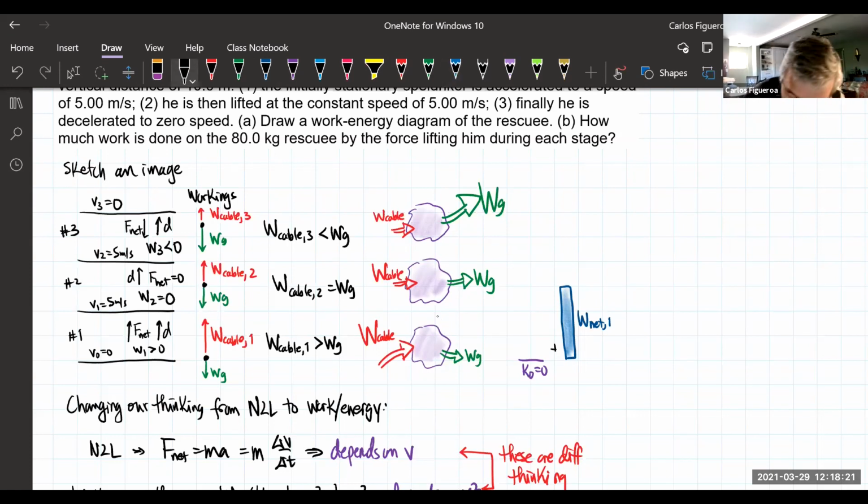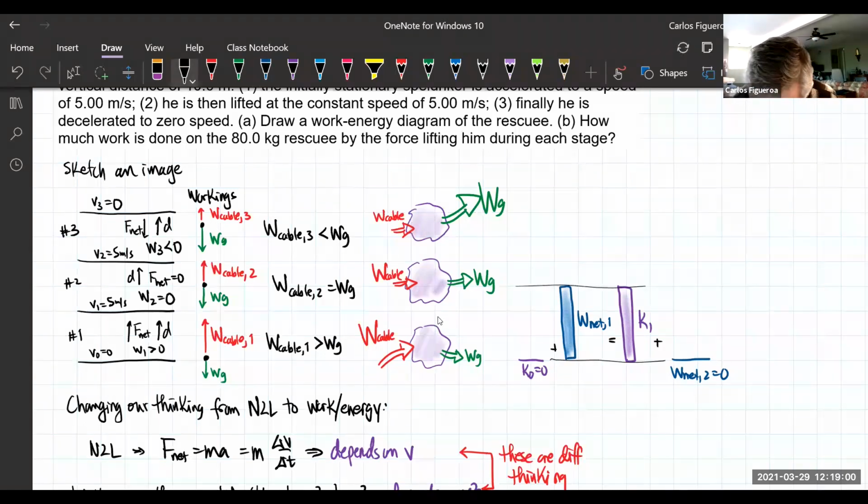But wait a minute, how much did I change my kinetic energy? Well, I changed my kinetic energy by that amount. So now what happens? The same amount of work coming in is the same amount of work going out. So therefore, the work during stage 2 is 0. And look, I'm trying to set my bars to be all the same in this scenario.